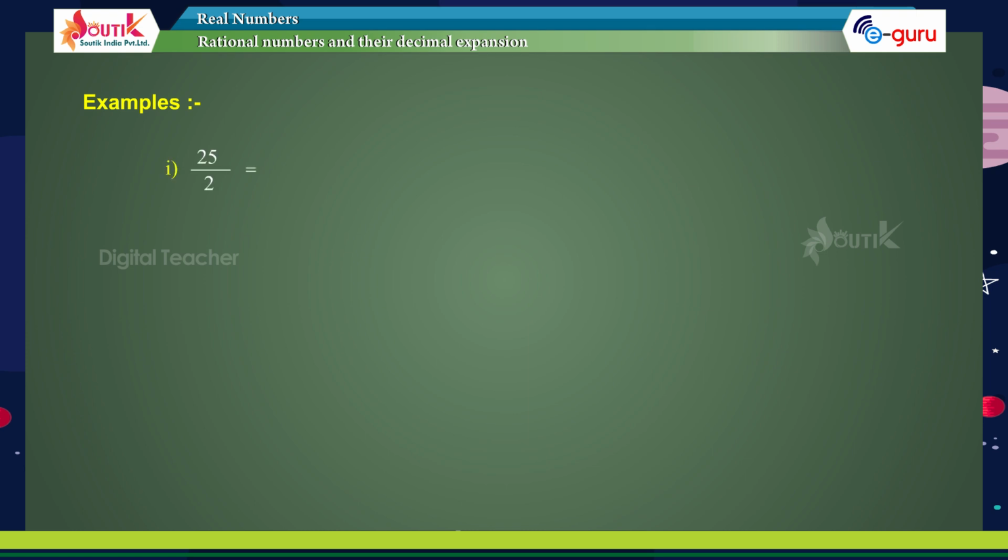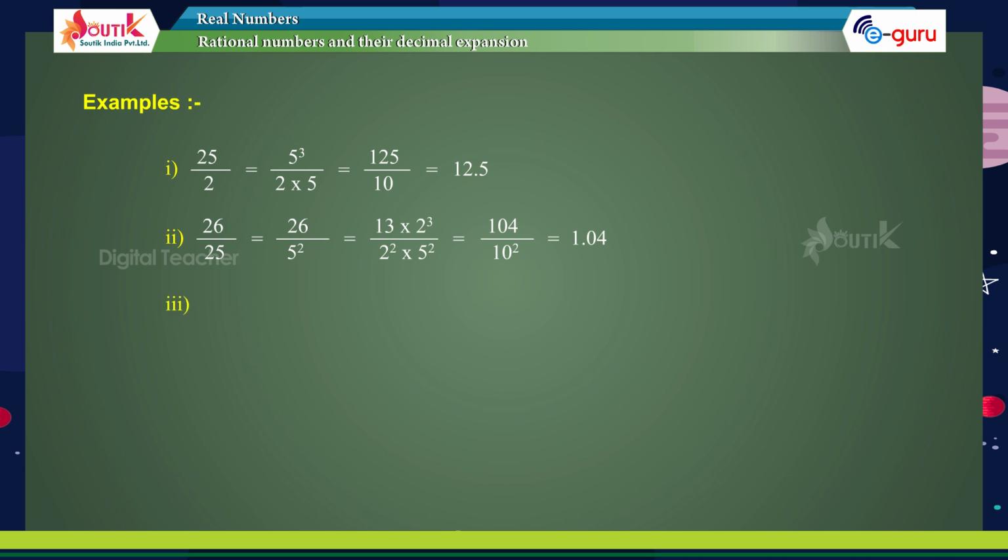Examples. 25 by 2 equals 5 to the power of 3 by 2 into 5, equals 125 by 10, equals 12.5. 26 by 25 equals 26 by 5 to the power of 2, equals 13 into 2 to the power of 3 by 2 to the power of 2 into 5 to the power of 2, equals 104 by 10 to the power of 2, equals 1.04.